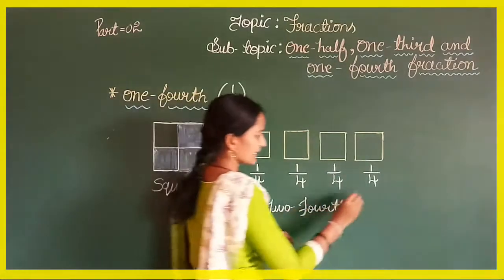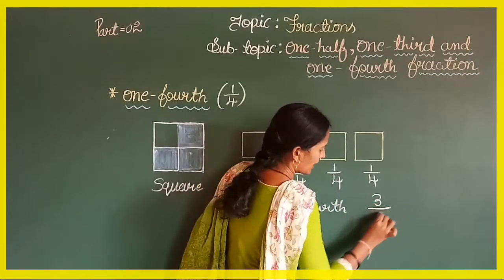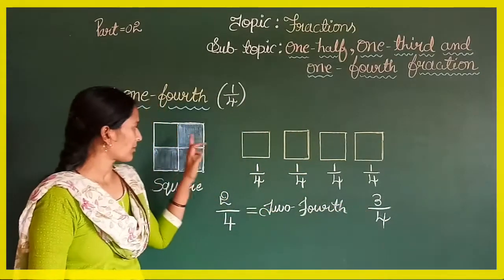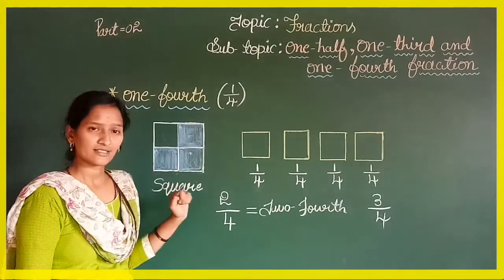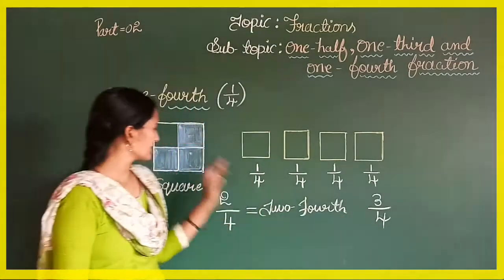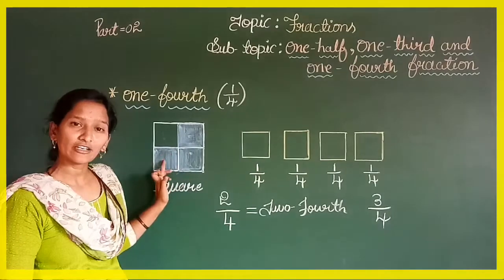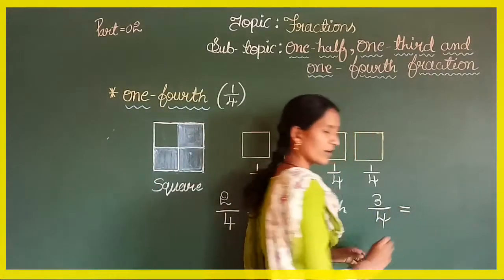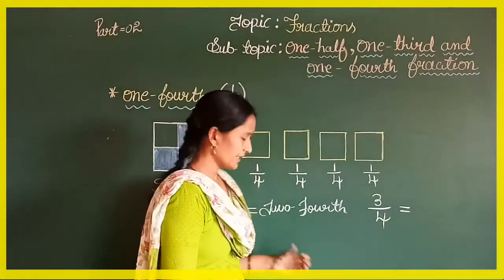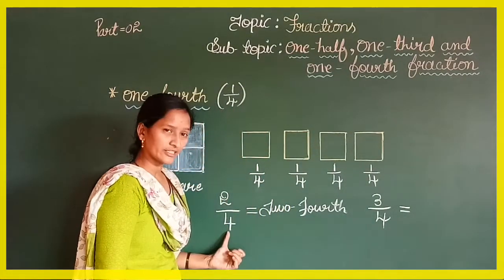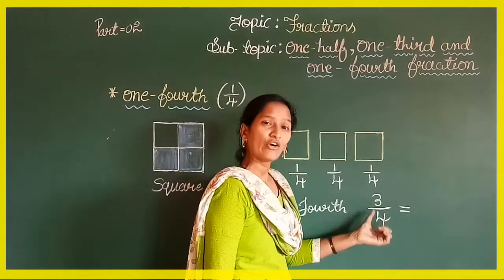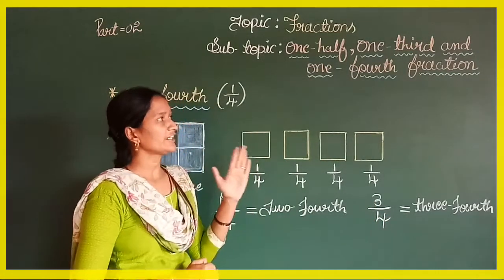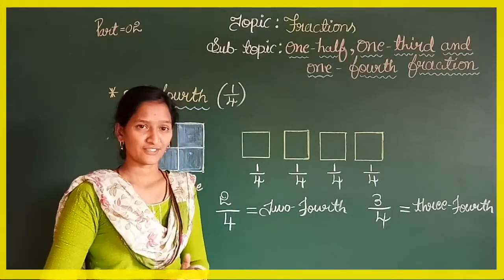Yes, it is 3/4. So this 3 indicates the number of shaded parts and this 4 indicates the total number of equal parts. Yes, how can you write this in words? It is 3/4. Yes children, so this is about 1/3 and 1/4 fraction.